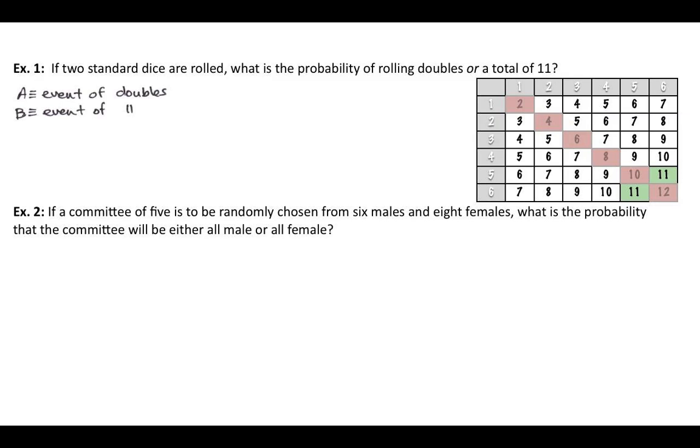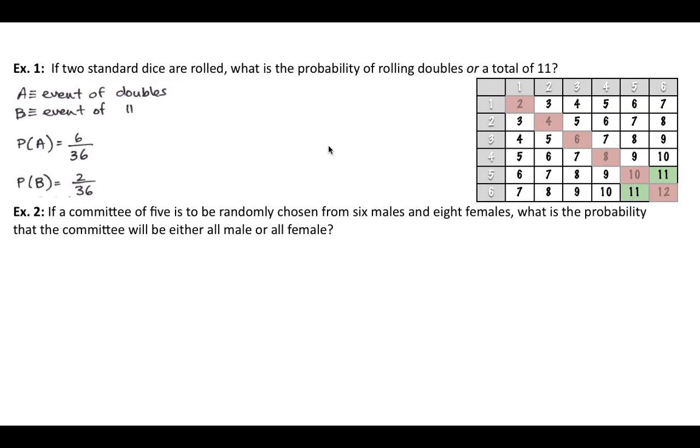And so what we can see here is that we have highlighted all the doubles in red, or I guess it's pink, dusty rose, definitely. And we've highlighted the event of rolling a total of 11 in mint green. And so what we can say then is that the probability of rolling doubles, there's 6 possible outcomes for that, 6 in 36. And the event of rolling a total of 11, well, there's only 2 ways that we can do that, a 5 and a 6, or a 6 and a 5.